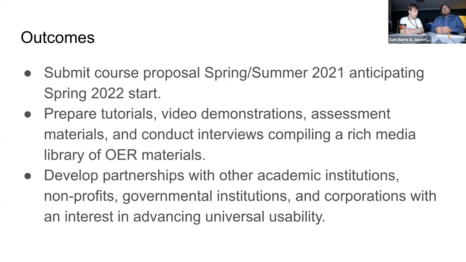And then lastly, we want to develop partnerships with other academic institutions, which is why we're here today. We want to work with nonprofits. We've worked with Nobility here in Austin, and any governmental institutions who focus on disability constituents, or work with Texans or elsewhere who have this interest. Every corporation that has an interest in working with the broader base of their users, we want to partner with any corporate entities who might be interested in contributing to this. Google, for instance, has some open corporate training on universal usability, universal design, and just basically anyone who has an interest in advancing the principles of universal usability in their particular institution.